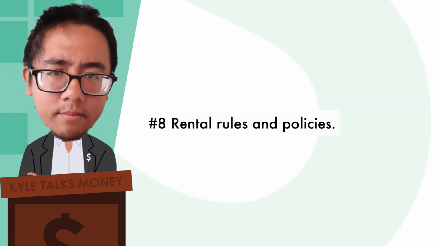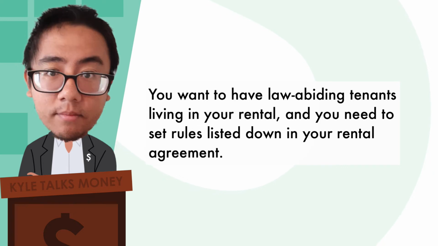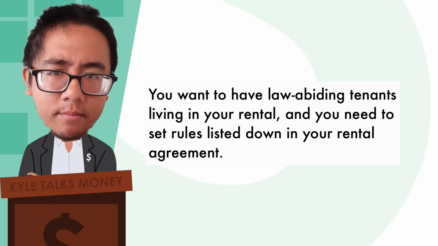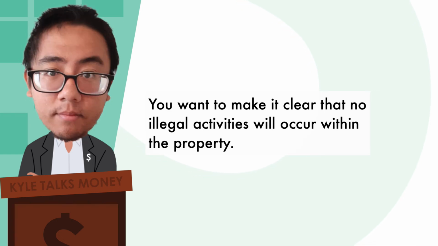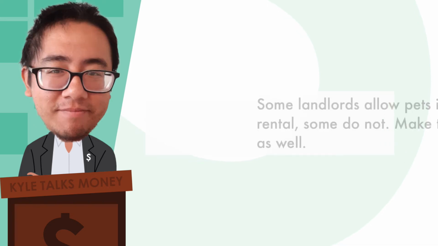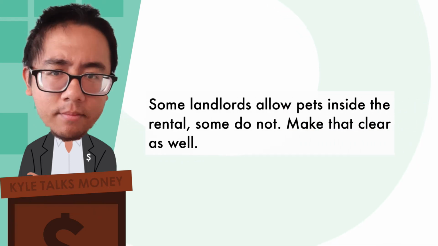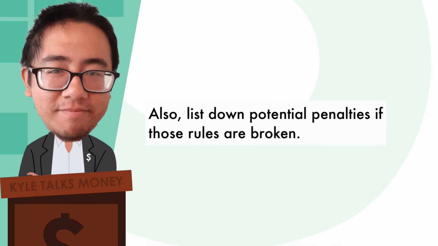Number 8, rental rules and policies. You want to have law-abiding tenants living in your rental, and you need to set rules listed down in your rental agreement. You want to make it clear that no illegal activities will occur within the property. If you don't want smoking inside the property, make that clear as well. Some landlords allow pets inside the rental, some do not. Make that clear as well. Also, list down potential penalties if those rules are broken.